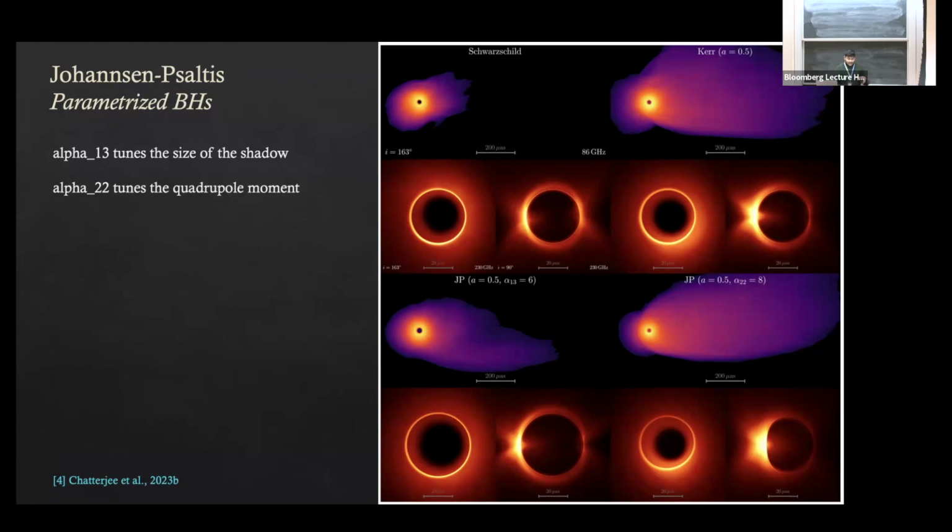These parameterized metrics are not solutions to any particular theory, but they provide handles, parameters that you can tune so that you can change different kinds of physics. So for example, this parameter alpha 13, for a black hole of the same mass and spin, makes the shadow more circular as well as changes the size of the shadow.